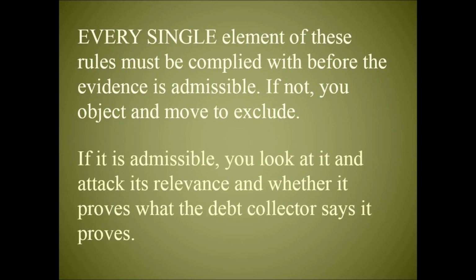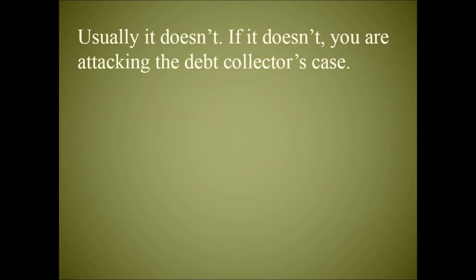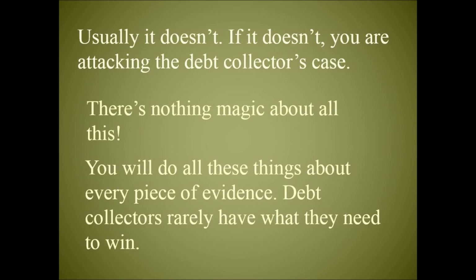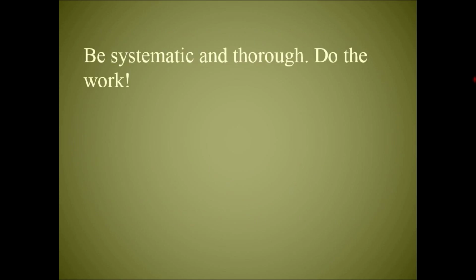If not, you object and move to exclude it. If it is admissible, you look at it very carefully and attack its relevance and whether it proves what the debt collector says it proves. Usually it doesn't. If it doesn't, you're attacking the debt collector's case. You will do all these things about every piece of evidence. Debt collectors rarely have what they need to win. There's nothing magic about all this. Be systematic and thorough. Do the work.